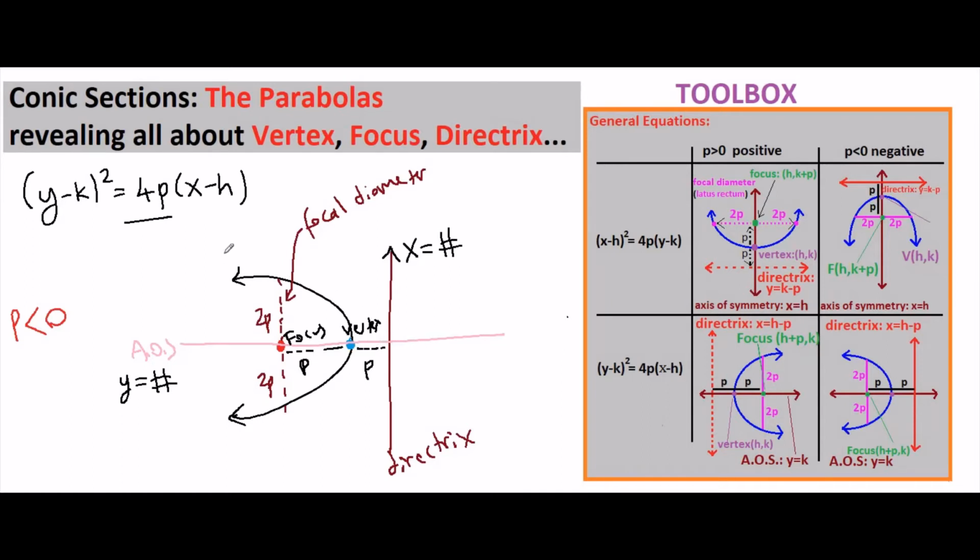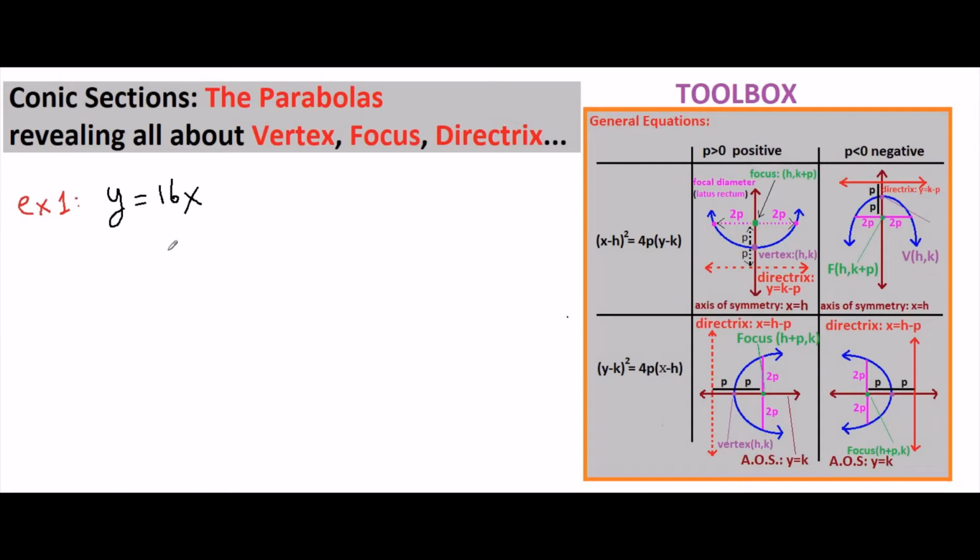So first decide the orientation of the parabola. You know that the focus is always inside, and the directrix is always behind, p units away. Let's go ahead and check some examples.